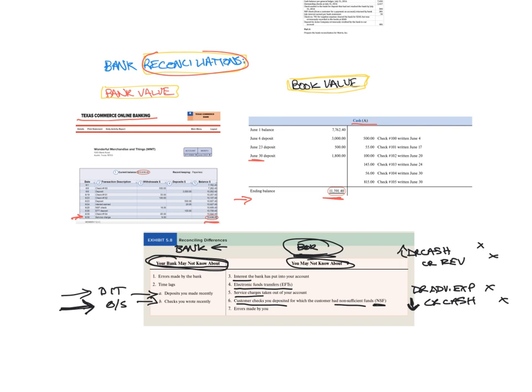You as a company will find out about them through the bank's information, which will show up in the bank statement, again showing differences between the book and the bank records.